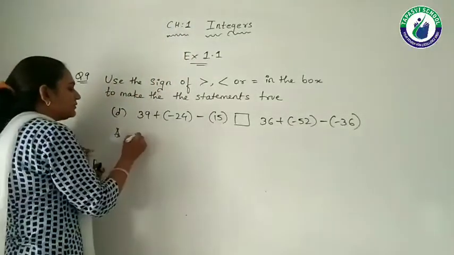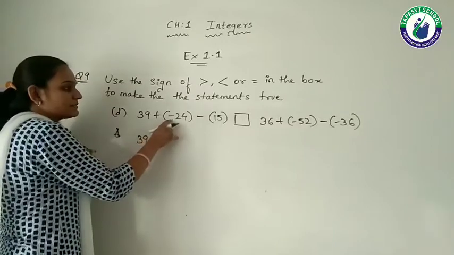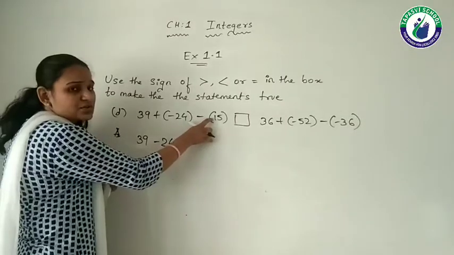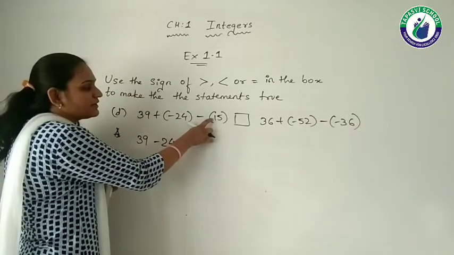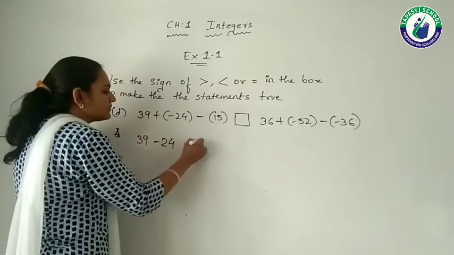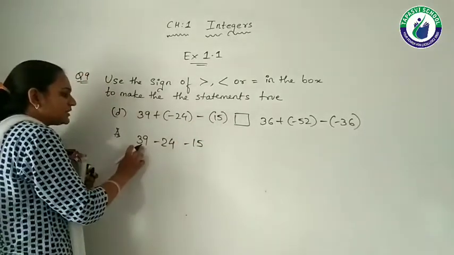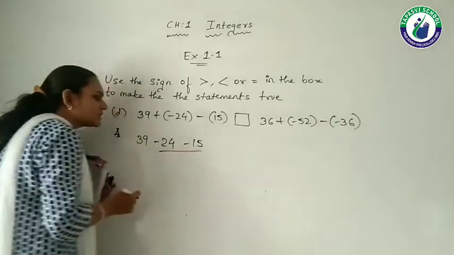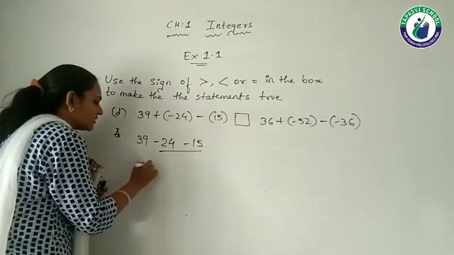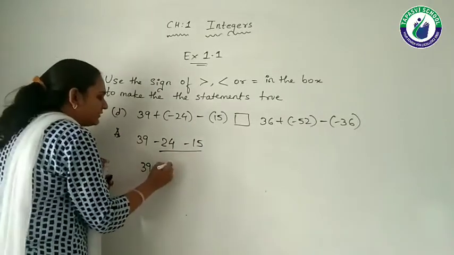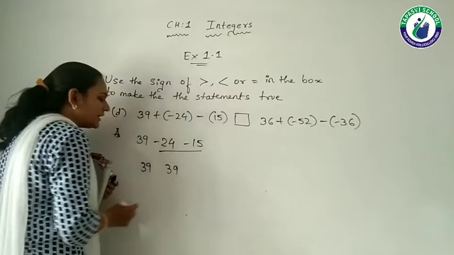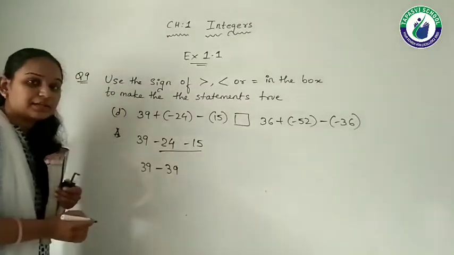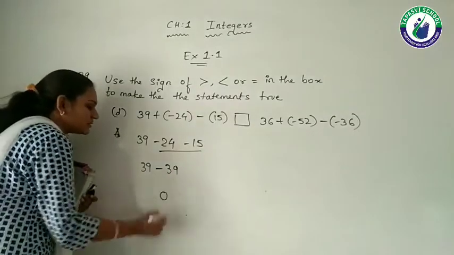So let's begin now. Plus minus, it's minus, and here there is no sign, so we have to consider 15 a positive integer. So minus plus, it's minus, right? Now see, 39 is a positive and the remaining two numbers are negative. So I am going to first add them. So 24 and 15 together I will get 39. And both are having the negative sign, so I am going to give the negative sign to this 39. Now 39 minus 39 is 0.